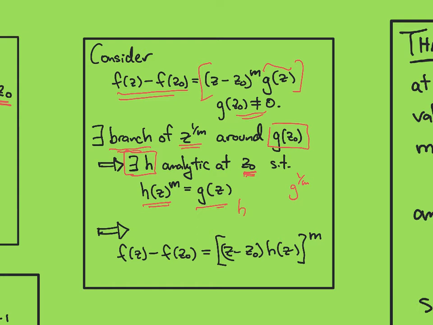And I should also point out that the value at z0 will be an mth root of this non-zero number g of z0, so it'll be non-zero too. And now we can factor f minus f of z0 as a single thing to the mth power, z minus z0 times h, to the m. Okay, so this is a lot of the setup that we need to prove what we'll call the local mapping theorem.